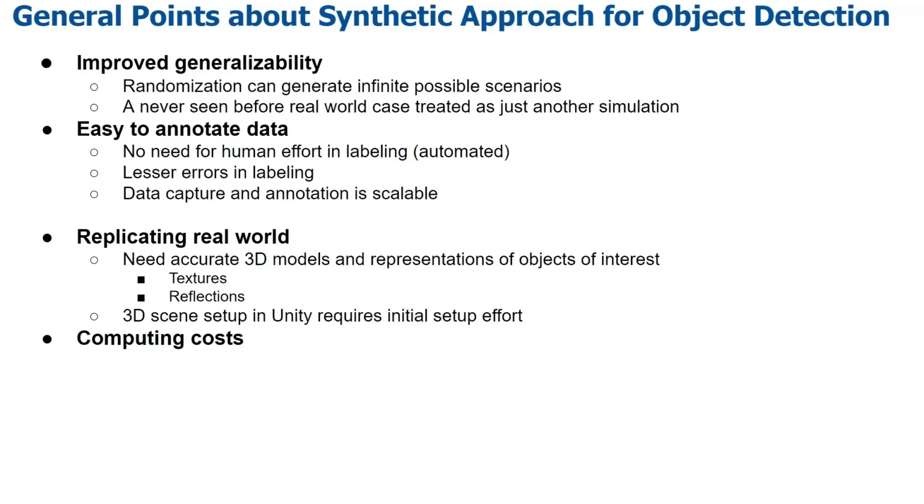Synthetic datasets still have some issues that need to be addressed before they can replace real-world datasets. In order for the object detection models to perform well, the simulation should match the real-world counterpart as much as possible. This means the 3D models must be of high fidelity, with appropriate high-quality textures and reflections. The scene must also be laid out to match the real world, which will require human effort. Finally, there's a computational cost to generating these randomized scenarios. If you're generating the scenarios on the same device as you're training your models, this cost is reduced.